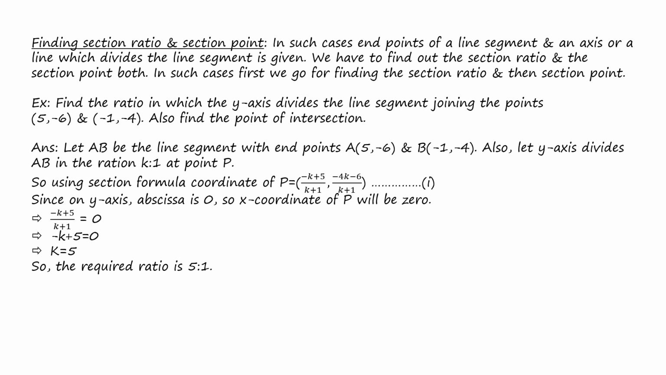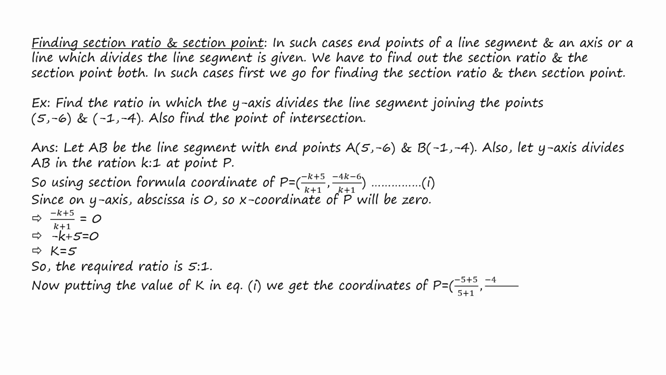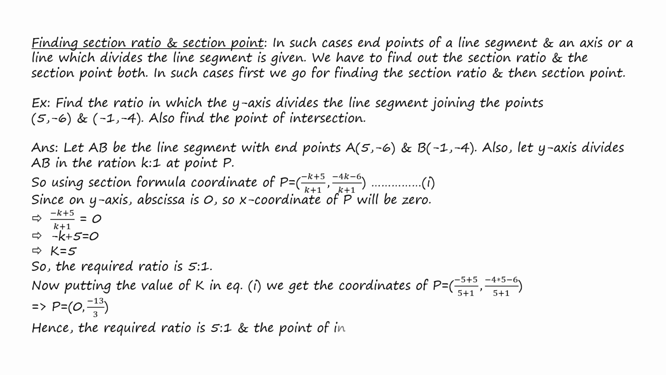Now putting the value of k, we can get the coordinates of P. Putting the value of k in equation 1, we get the coordinates of P equal to ((-5 + 5)/(5 + 1), (-4 × 5 - 6)/(5 + 1)), which is nothing but (0, -13/3). Hence, the required ratio is 5 to 1 and the point of intersection is (0, -13/3). That is the answer.